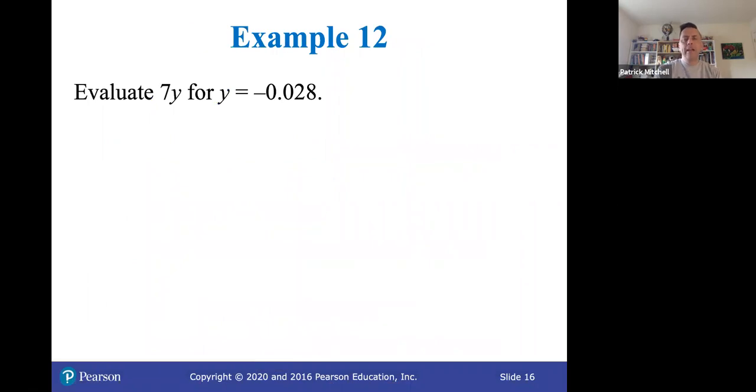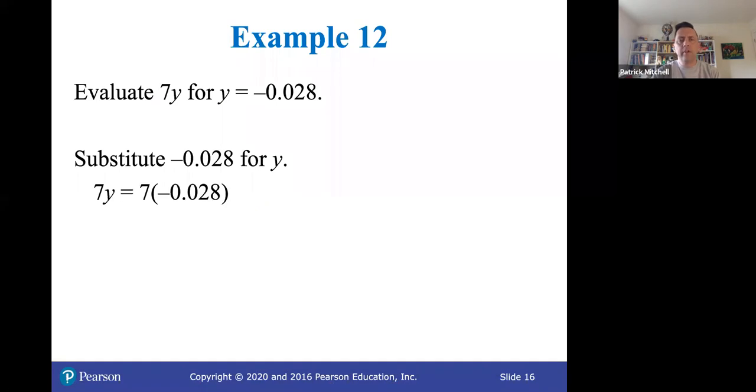All right, now we get into evaluating variable expressions. They want me to evaluate 7y if y is negative 28 thousandths. So we're going to do 7 times negative 28 thousandths. That comes out to negative 196 thousandths. Okay.